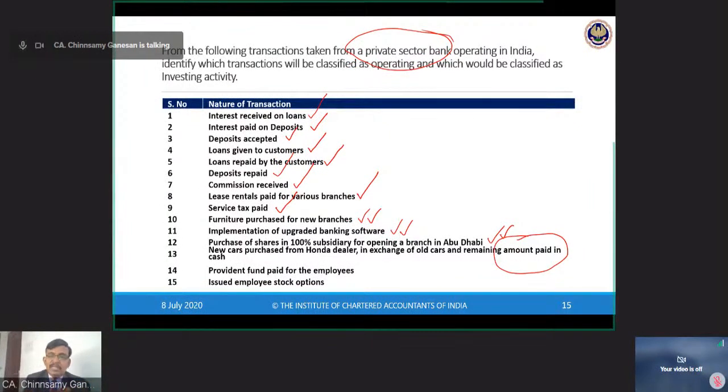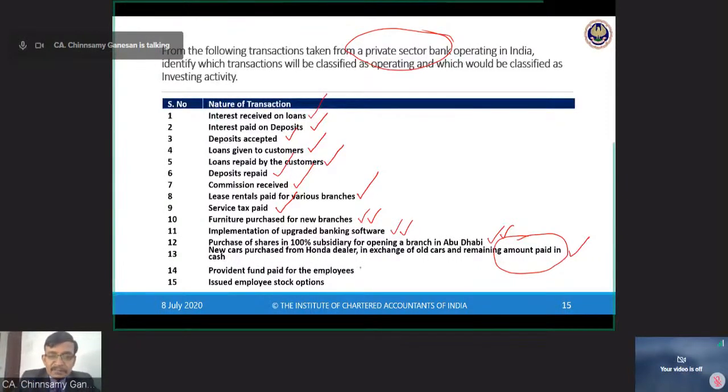In exchange, the old car will be extinguished from the financial statement and the new car will come into the picture, but the capitalization will be in respect of the amount actually I have paid. The amount paid in cash alone will be treated as investing activity. Not the entire cost of the new car will be shown as investing activity, and the value of the exchange of the old car will be treated as my cash receipt. So you should not consider that. The net amount which has been paid in cash alone has to be considered as part of your investing activity.